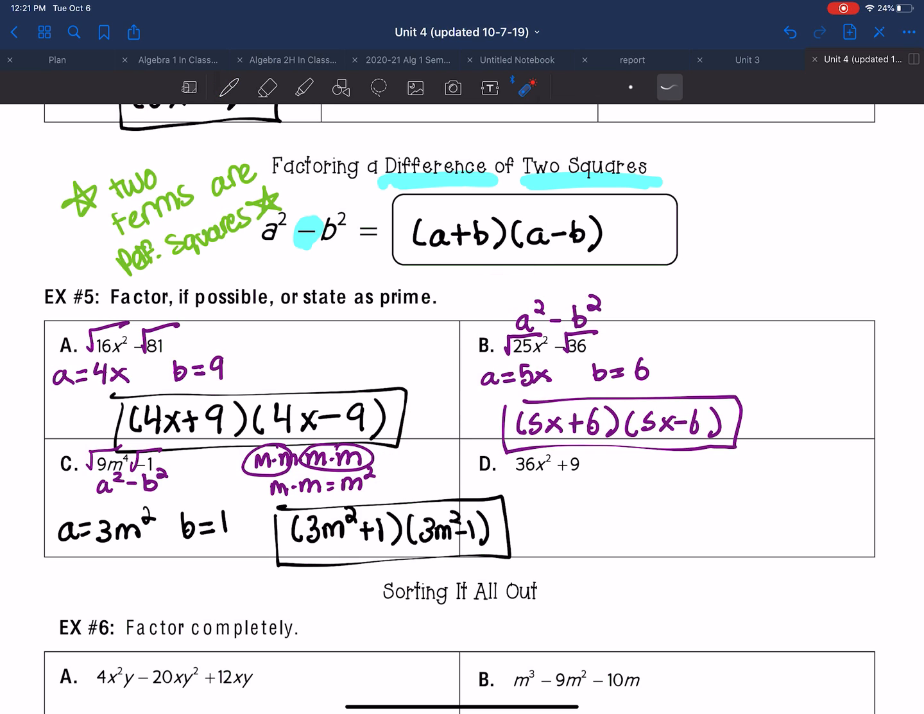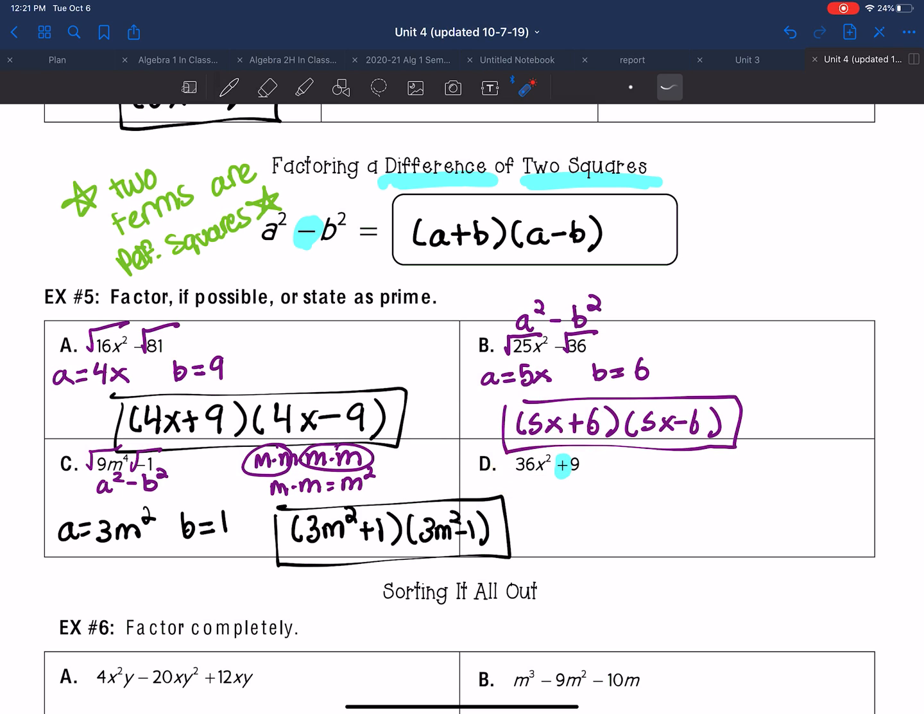Last but not least, I have 36x squared plus 9. Oh no. What am I looking at here? I'm looking at the sum of two squares. Now, is this formula the sum of two squares or is it the difference of two squares? We don't have a difference here, so we can't exactly use this formula.